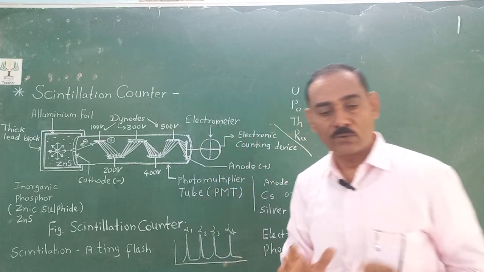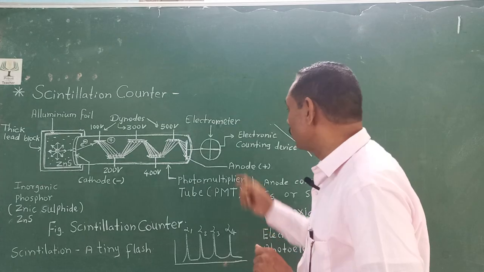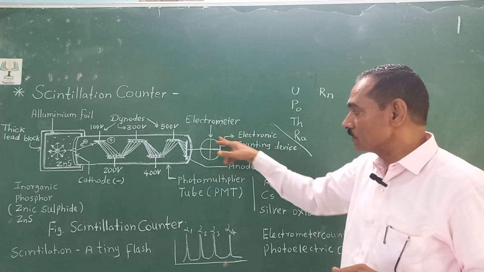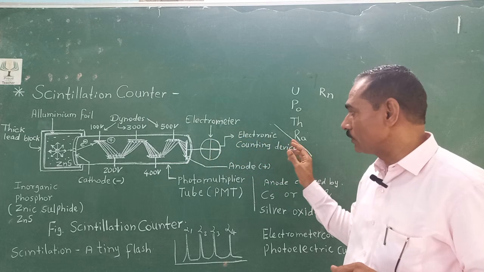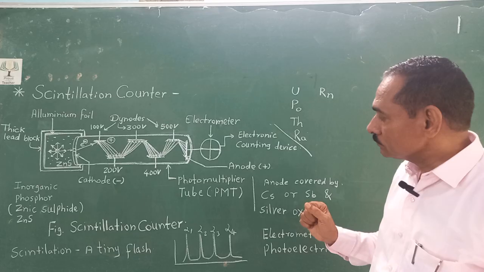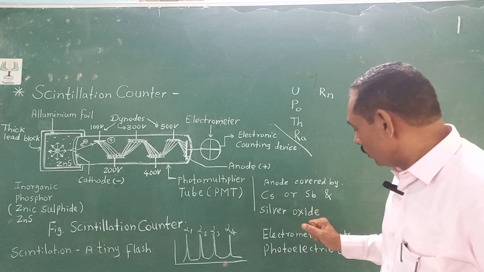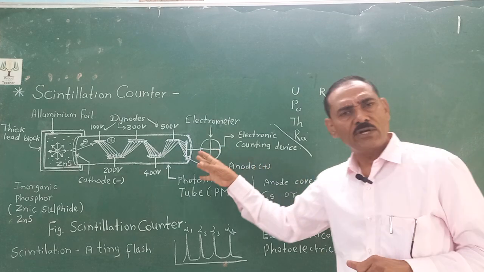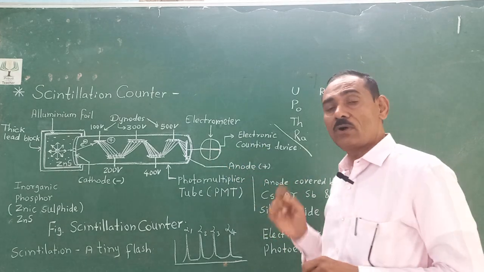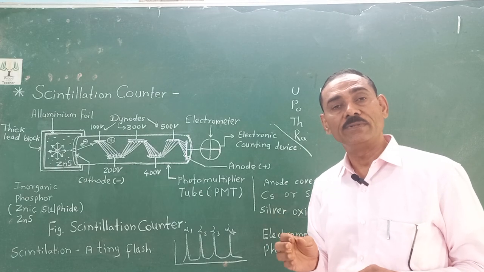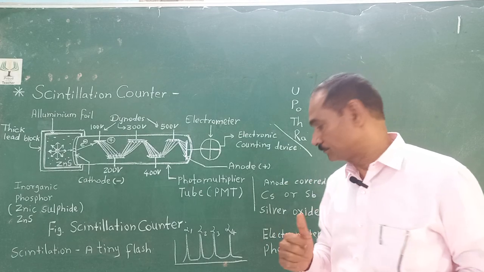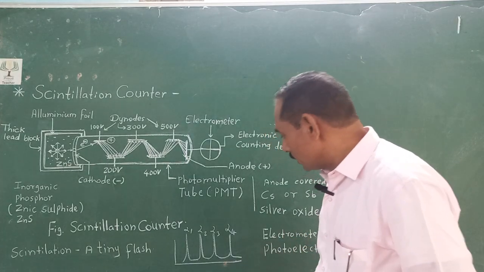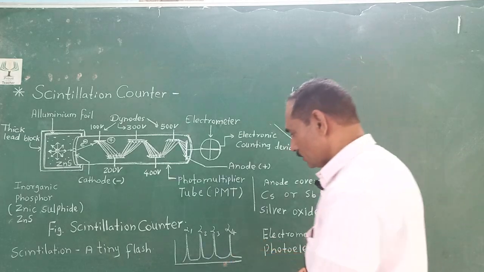In this device the electrons are collected. To it the electrometer is attached. This electrometer is here and the electronic counting device is here, and the electrometer counts the photoelectric current. See, the electrons are nothing but the current. Those electrons are counted in the form of a spectrum or peaks. For example, see, these are the spectrum which is shown here briefly.